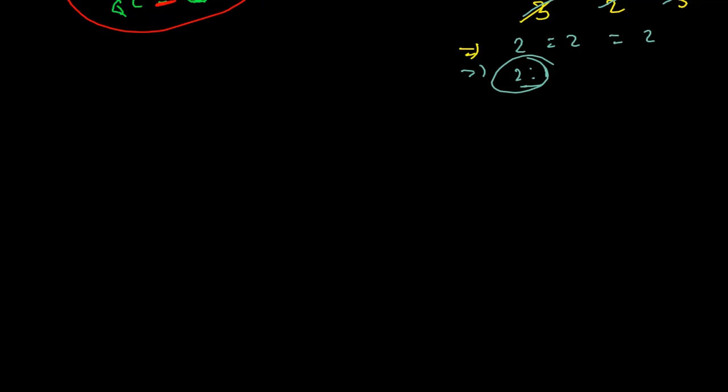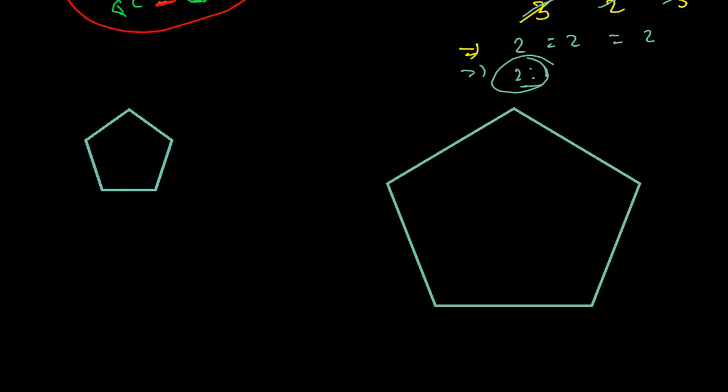Suppose I have this pentagon, and I have one more pentagon. Suppose I measured and got this side as 1 centimeter, but I got this one as 5 centimeter. This is a regular pentagon, so all sides are equal. Here it is 5 centimeter. This will also be 5 centimeter. This will also be 5 centimeter. This will also be 5 centimeter. This will also be 5 centimeter.